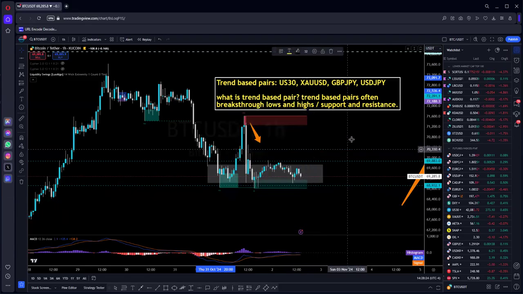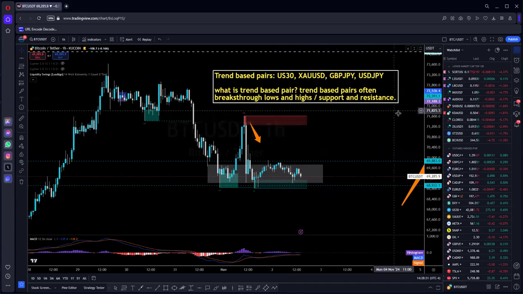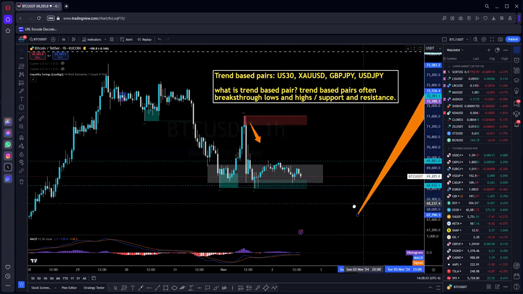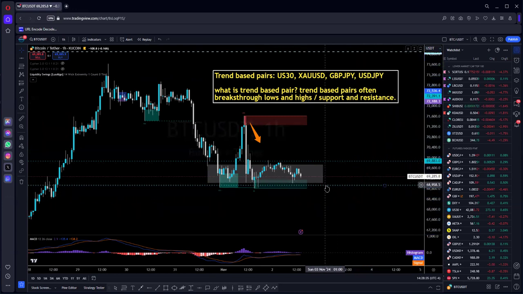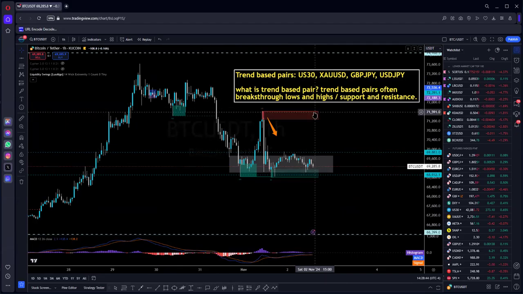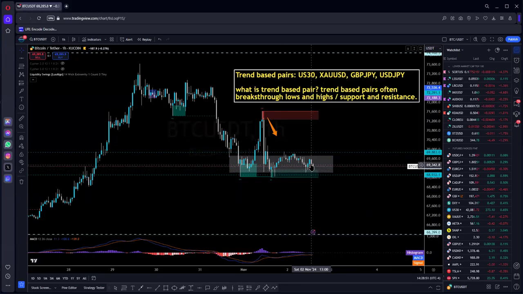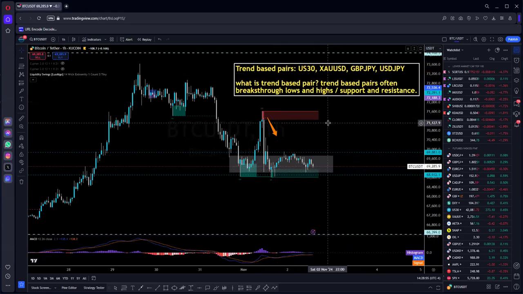Okay. So when you're trading trend-based pairs, such as US 30, XAU, GBP/JPY, and USD/JPY, you have to understand that support and resistance is not really going to hold up all the time. A lot of times it's going to break right through. So you can't just say, okay, I'm going to place a buy at 69,000 because it's going to hold that support. No, you can't do that with trend-based pairs as much.